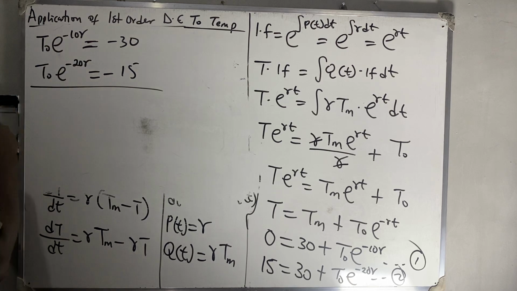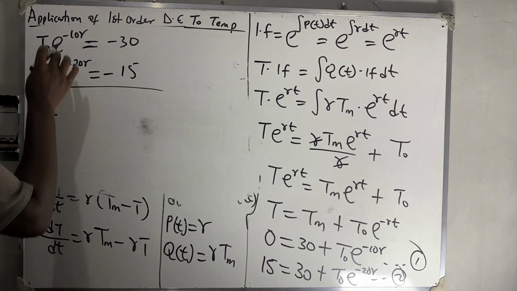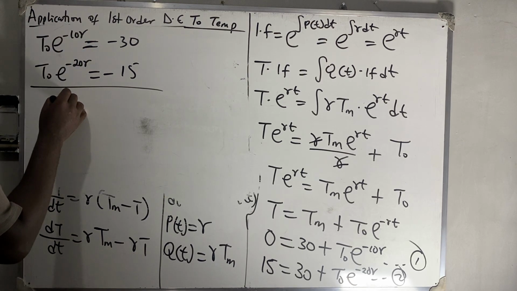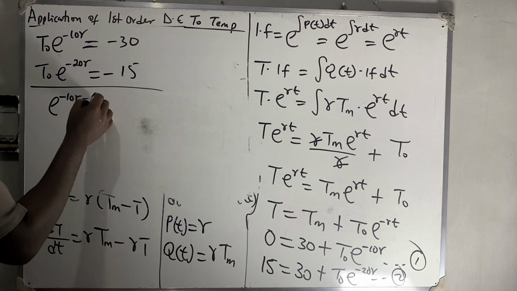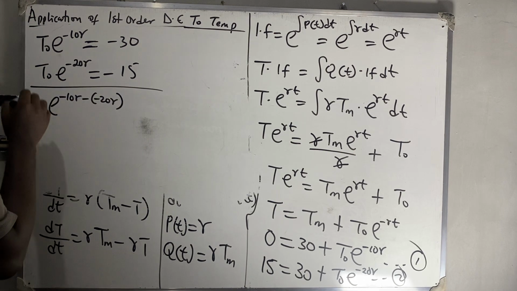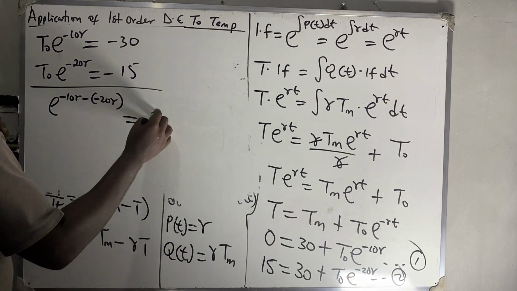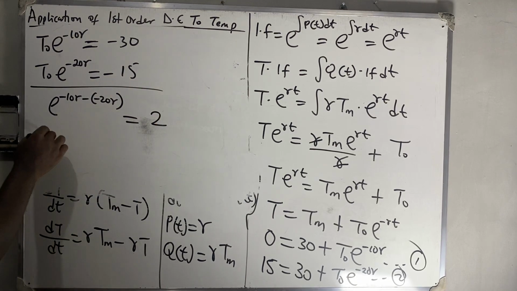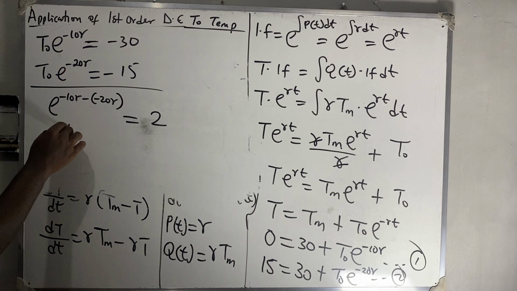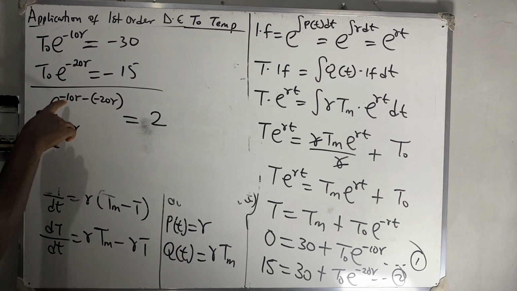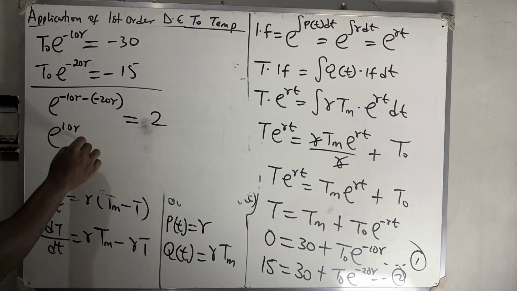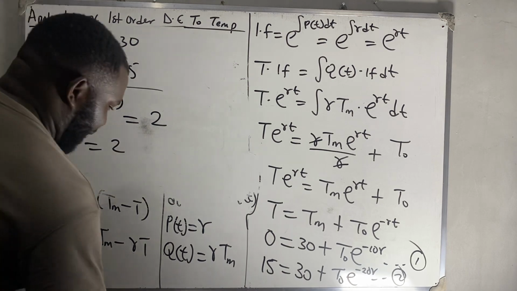So if I divide both sides, this divided by this is gone. This divided by this will give you exponential. According to indices, it's going to be minus 10R minus into minus 20R because we are dividing, is equal to this divided by this, which will give you 2. So I'm going to have that exponential 10R, minus minus is plus, so minus 10 plus 20 gives 10R, is equal to 2.